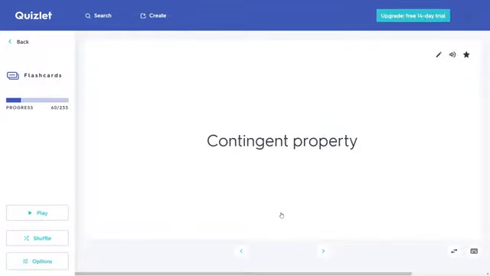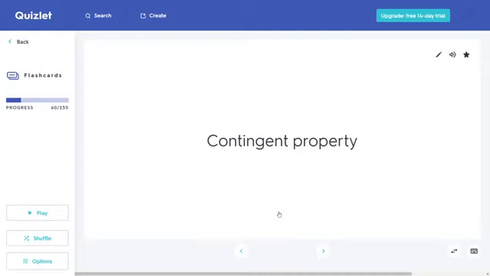All right, contingent property. Okay, so I'm going to give you guys a couple seconds to think this one over. Okay, you guys remember we were going over some contingencies? Well, we're coming full circle now.